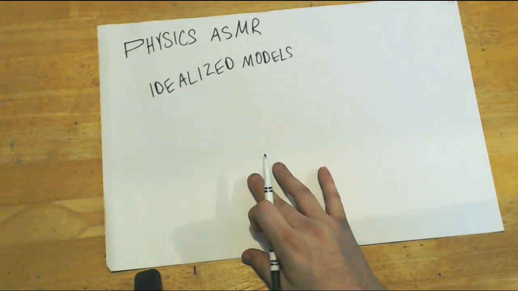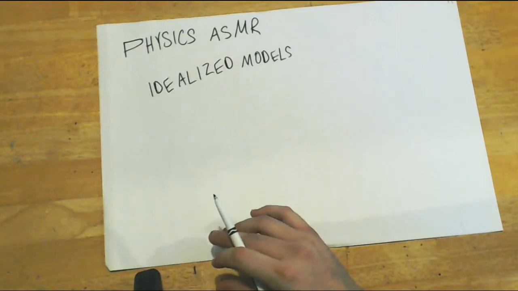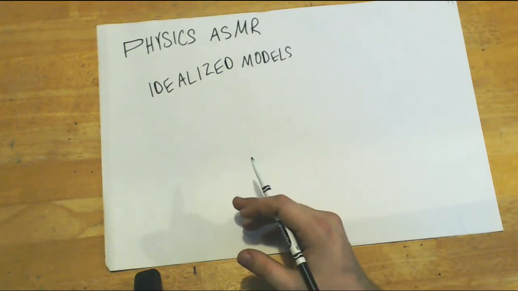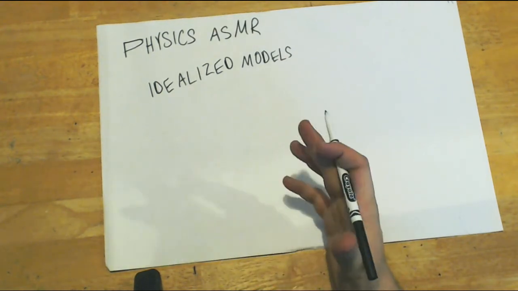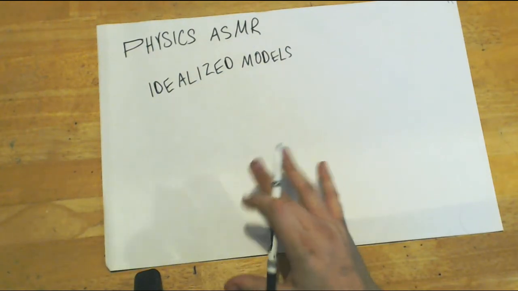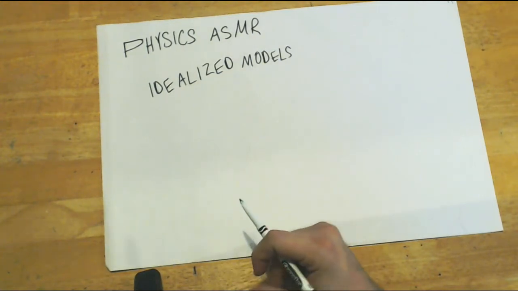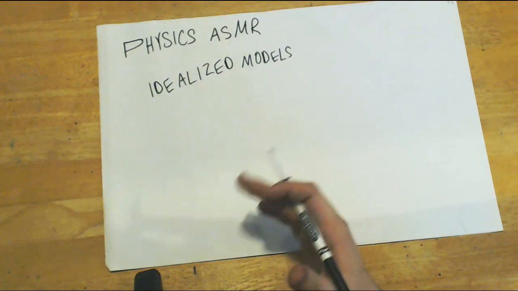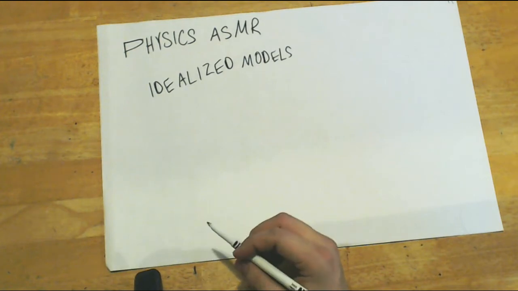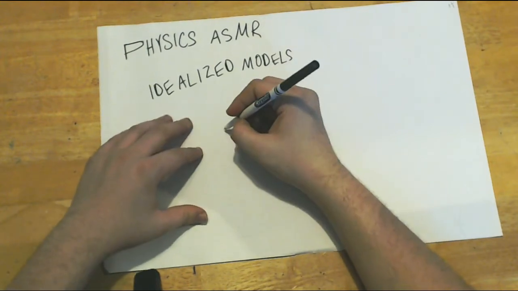Typically, unidealized models, real world models, have so much going on that it's impossible to account for everything real that's going on. And so we eschew a lot of those non-essential bits and strive only to use the factors that really matter in the subject we're talking about. For example, we show a baseball in flight.